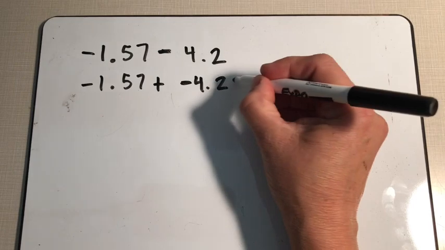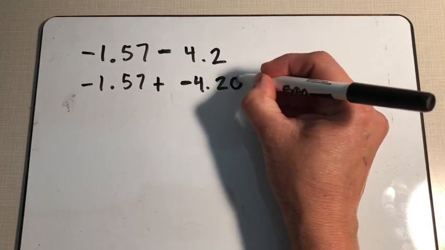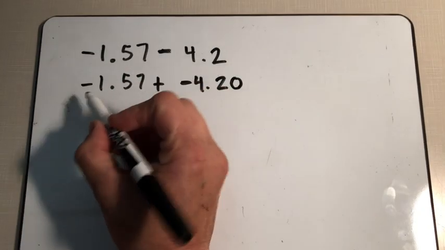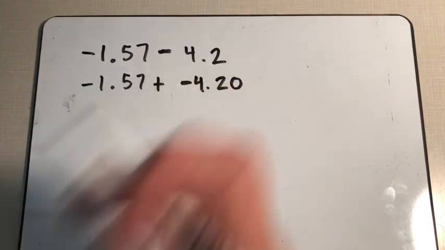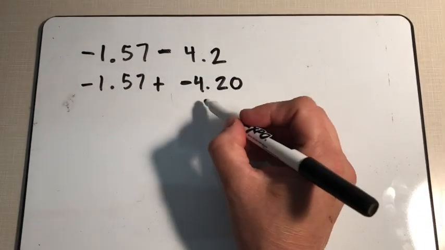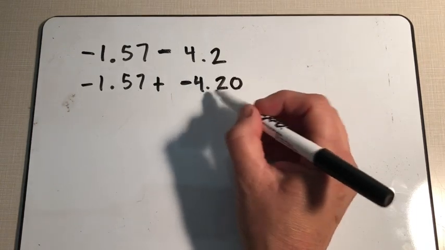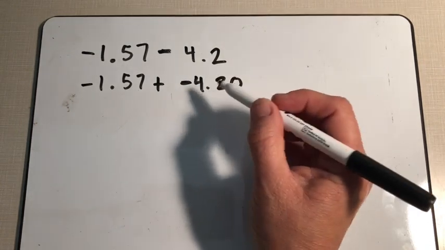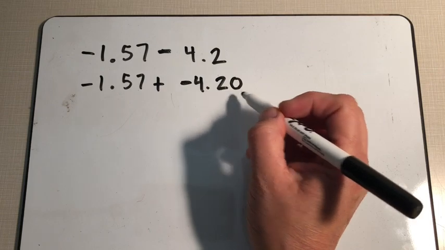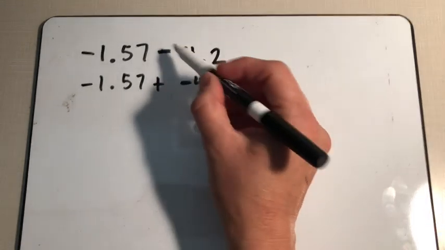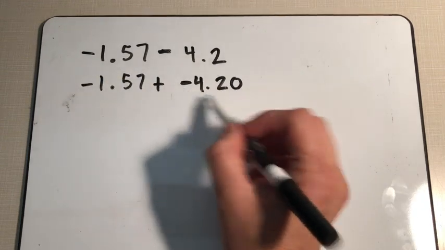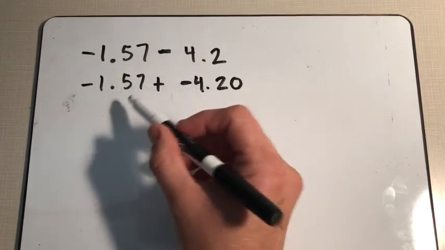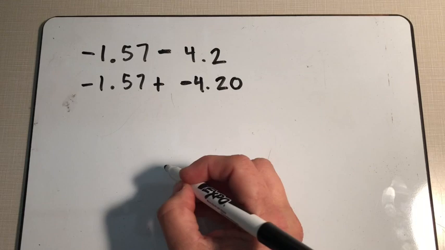If it's easier for you, and for most students it is, we're going to think money. So I can think of negative 1.57 as I owe $1.57. And I can think of negative 4.20 as I owe $4.20. So we're not actually going to subtract at all, are we? So we've got debt, and then we've got more debt. Since both numbers are negative, we're going to combine them.